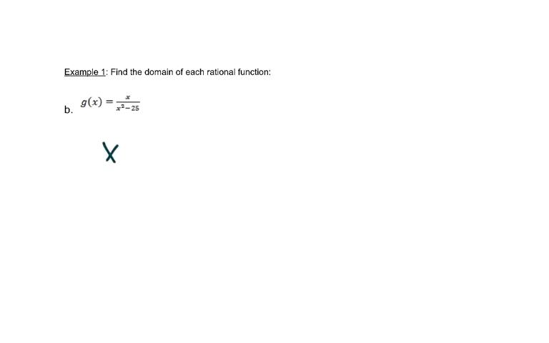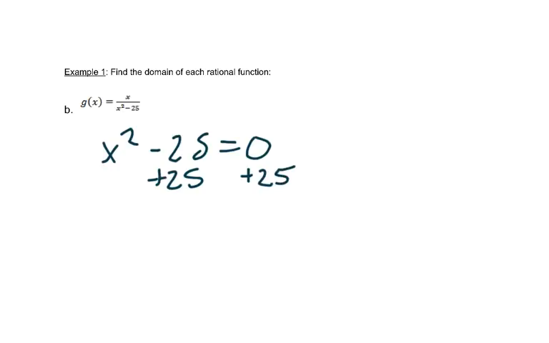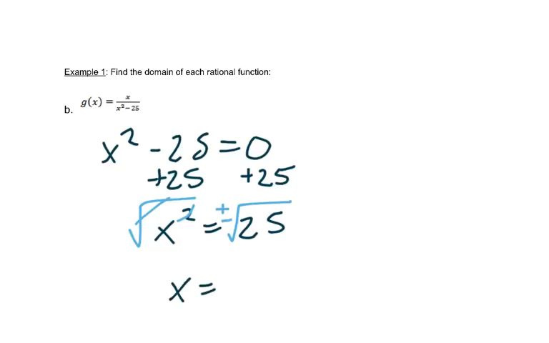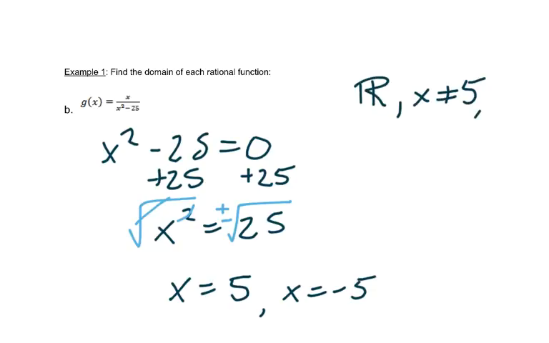So again, we'll look at the denominator, and we'll set the denominator equal to 0. There's a couple ways to solve this. I'll add 25 to both sides, and then I'm going to take the square root, but we need to take the positive and negative square root. So we get x is equal to 5 and x is equal to negative 5. So again, our domain is all real numbers, but x cannot be 5 and x cannot be negative 5.